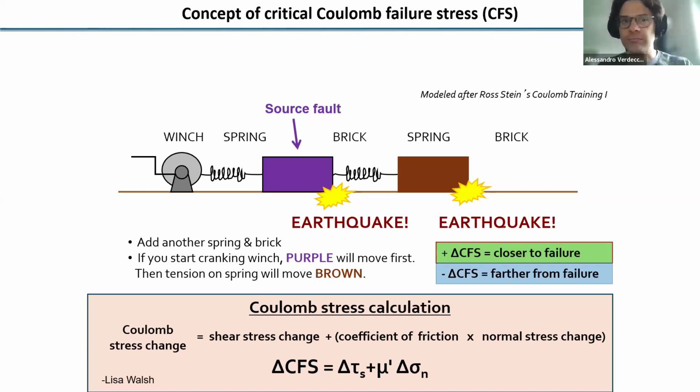And if we want to summarize this in a very simple equation, we bring in the concept of Coulomb failure stress, and in particular of Coulomb failure stress changes, that can be easily calculated as the sum of the shear stress change plus the normal stress change multiplied by a certain friction coefficient.